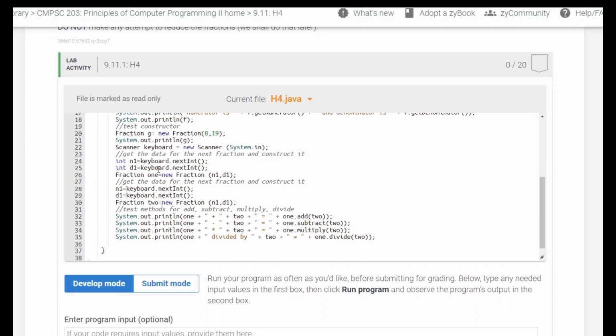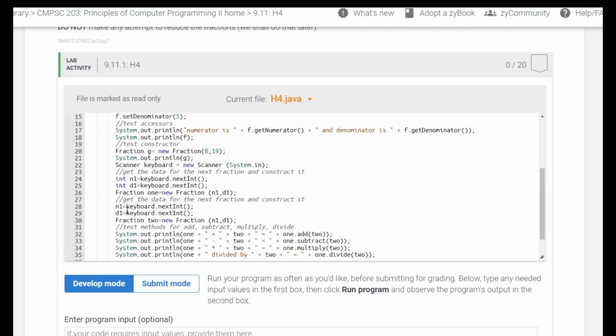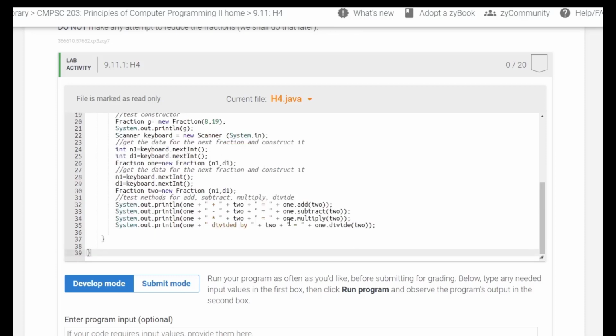We're going to get two numbers from the keyboard on lines 24 and 25 and make a fraction out of them. Then we're going to get two more numbers from the keyboard on lines 28 and 29 and make another fraction out of them. Now we've got two fractions, one called 1 and the other called 2. What are we going to do with these fractions? We're going to add them together, subtract, multiply, and divide. These obviously are methods that we need to create.